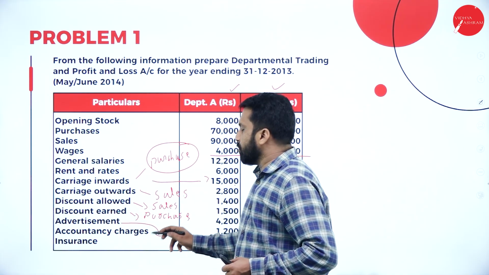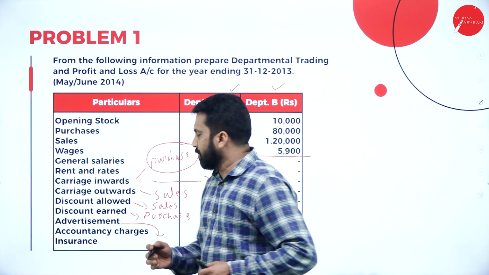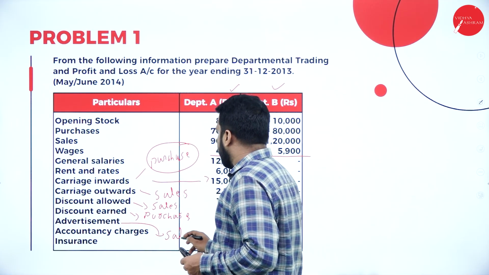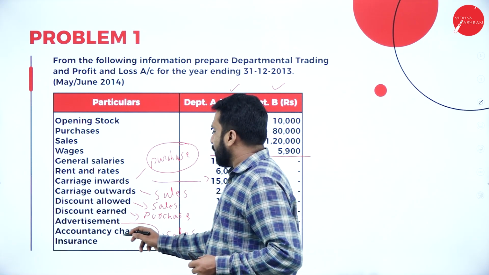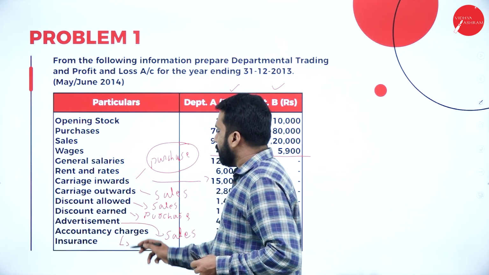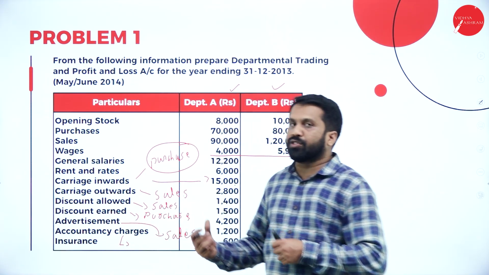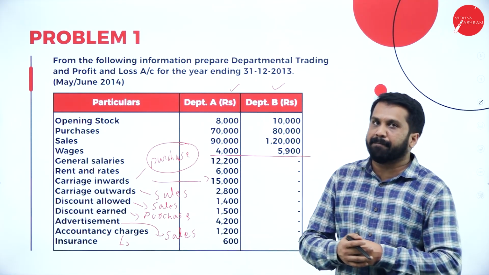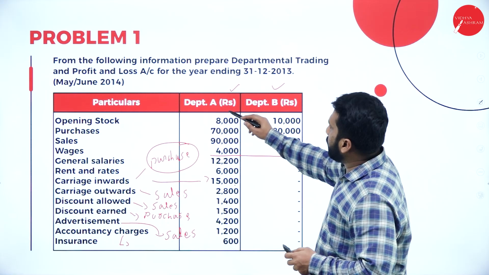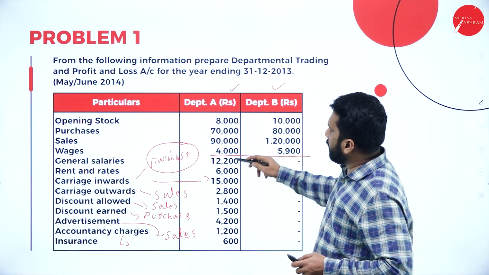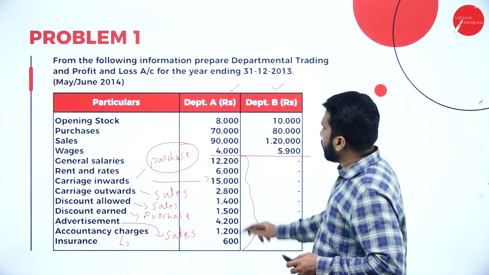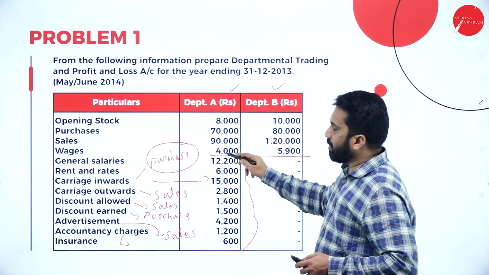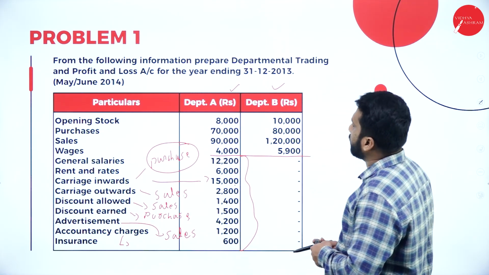Advertisement. Why do you incur advertisement? For the selling purpose, so it is on the basis of sales. Your accountancy charges, as I told in the question, accountancy and auditing, you cannot classify for A and B. See, up to this it is department A and B. These are not related to A. There are only common expenses they have given.